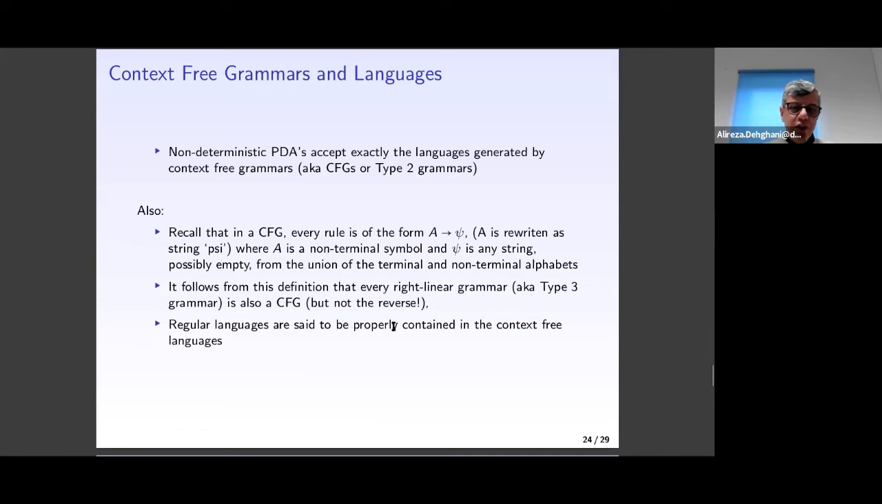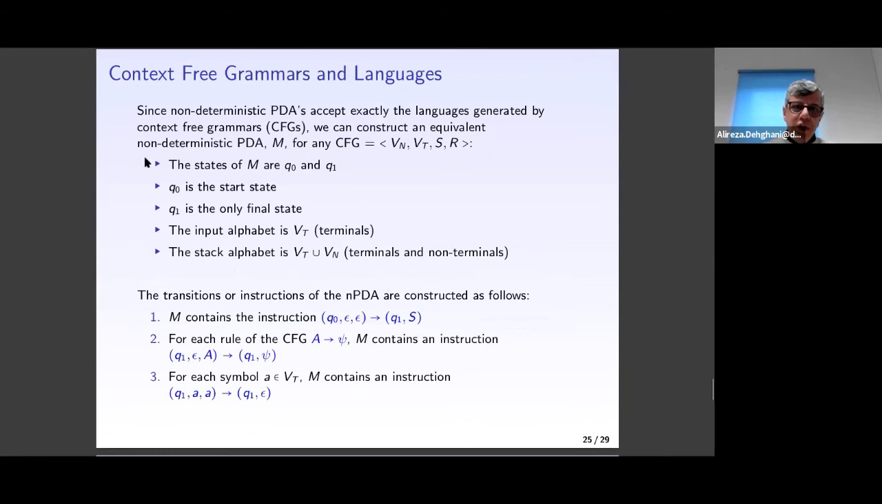Regular languages are said to be properly contained in the context-free languages. So that means any regular language can be accepted by a push-down automaton. But it doesn't mean any context-free language can be accepted by a finite automaton, because a finite automaton is related only to type 3 grammars. Context-free grammar and languages.